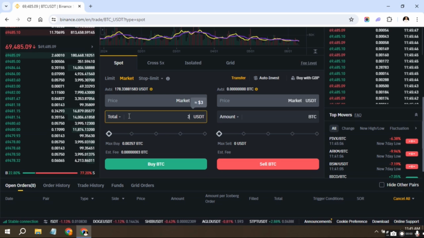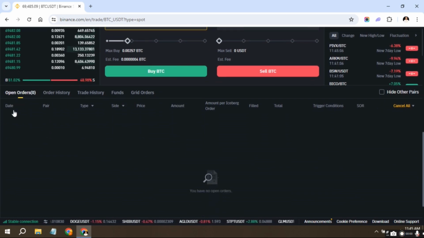If you want to buy instantly at the current market price, select Market. Enter the amount you want to spend and click Buy. A market order buys your coin at the average current market price.